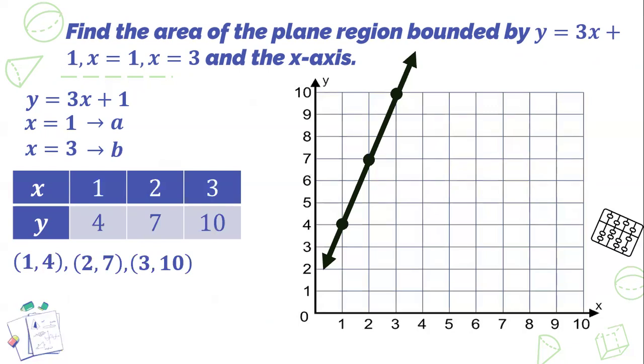Then we draw the vertical line, which is x equals 1. So that's the leftmost part. And in the rightmost part, we have the b, which is the upper limit. Then we have the x-axis as one of our boundaries. That is the horizontal line.